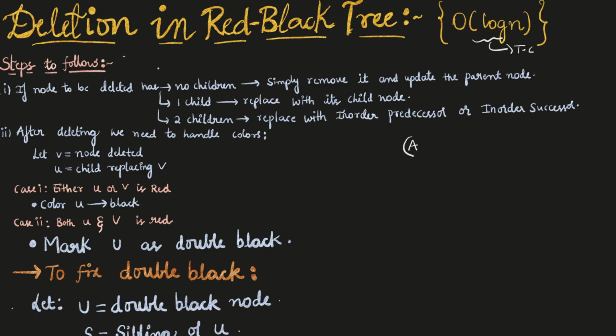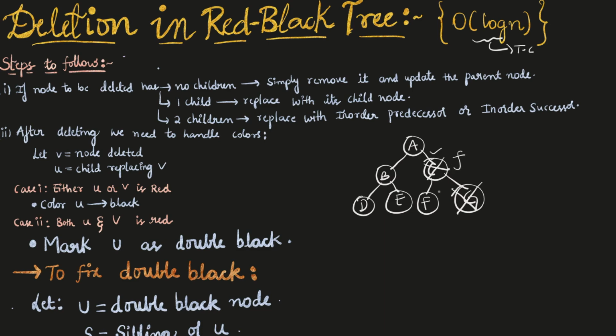Suppose I'm having a tree like A, B, C, D, E, F and G. If I have to delete a leaf node, then we delete it directly. And if we have to delete a single child element like C, then we replace C with F and we remove this node.